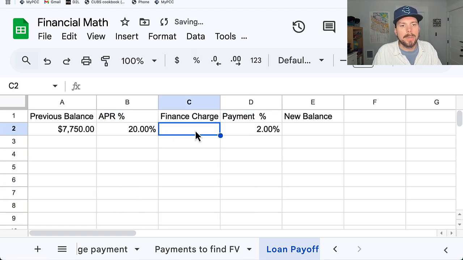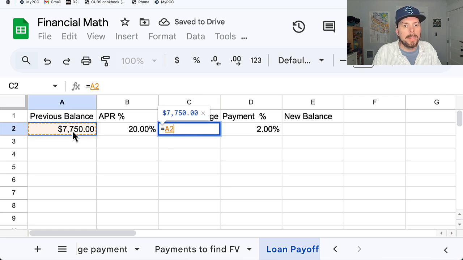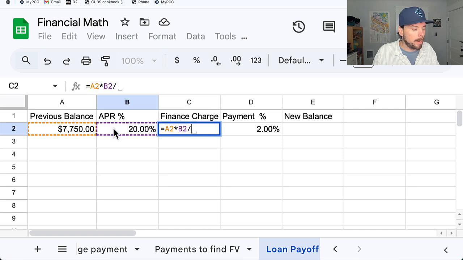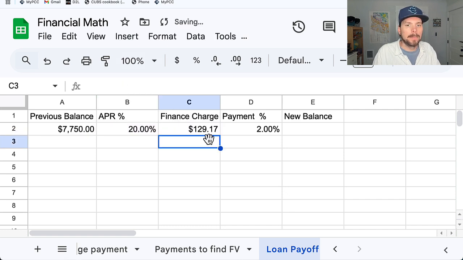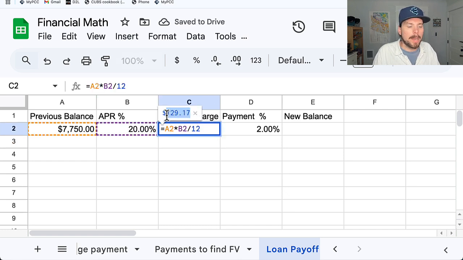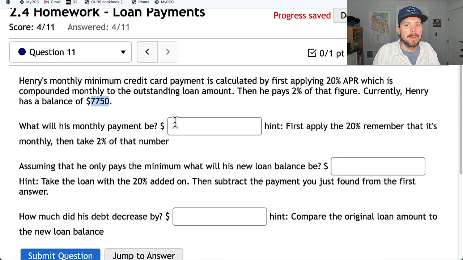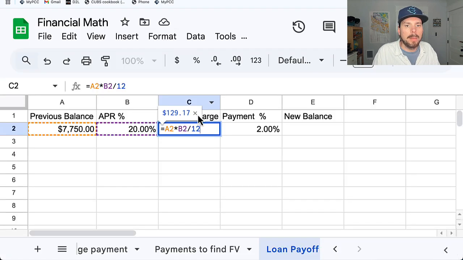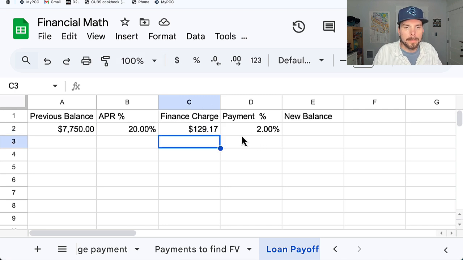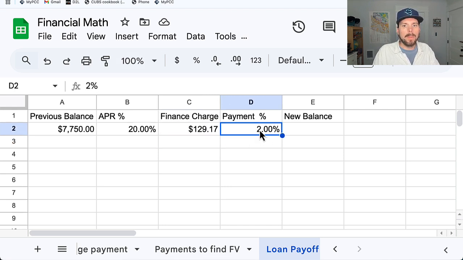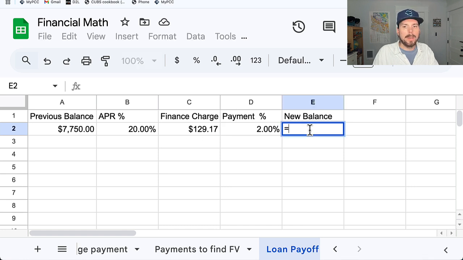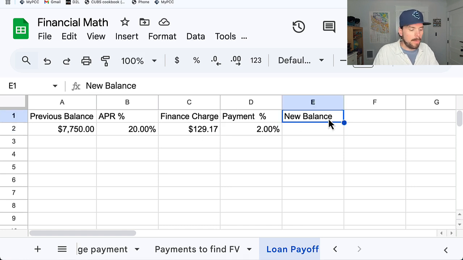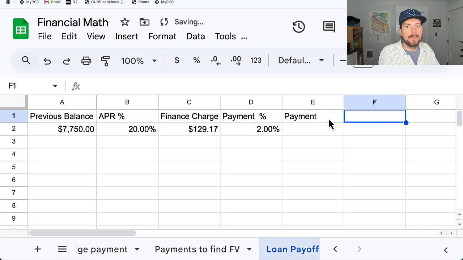And now my finance charge is going to be the balance times the APR per month. So that's the APR divided by 12. And right away, I'll just check that amount there. Oh, I don't have that yet. I can't do that yet. So I'll need to find the monthly payment. Well, the payment's a percentage of the balance plus the finance charge. So I'll have a payment amount first, and then I'll do a new balance.